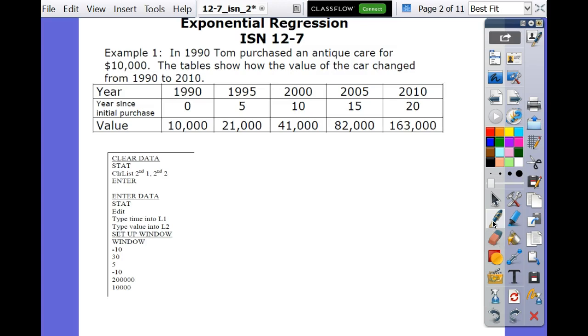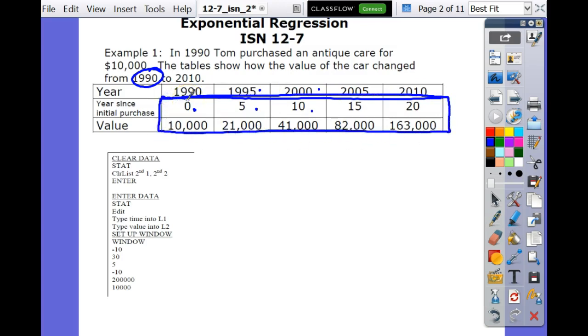When you have a problem with years, most of the time we do not enter the years into the calculator. It kind of makes the equation too big. And so when he first bought the car, that's 0 years. And so then 1995 would be 5 years later, and 2000 would be 10 years later. And so this is the data that we are going to enter into the calculator, understanding that 0 represents the year 1990.